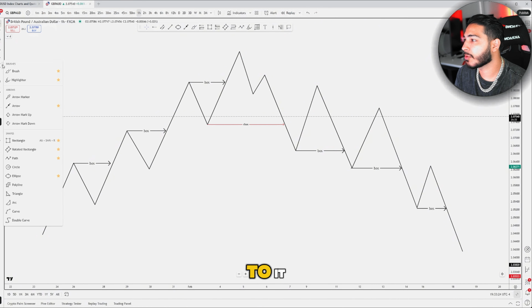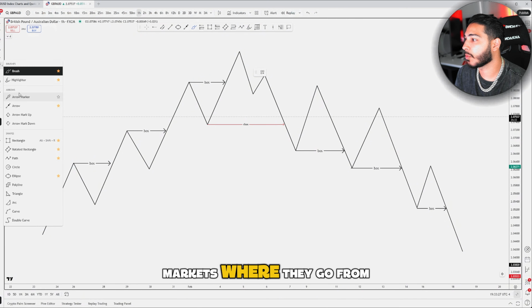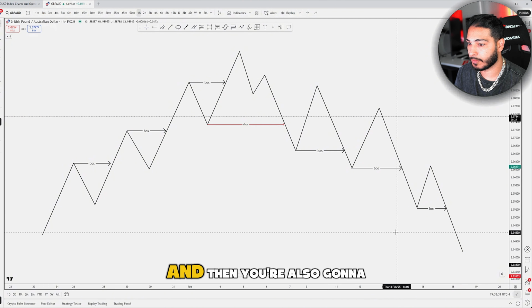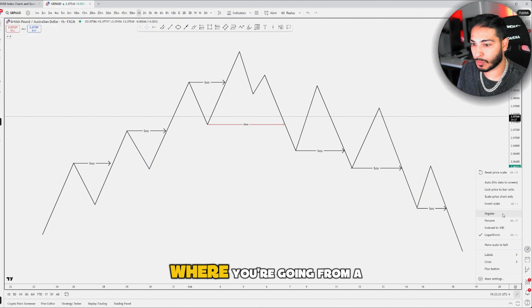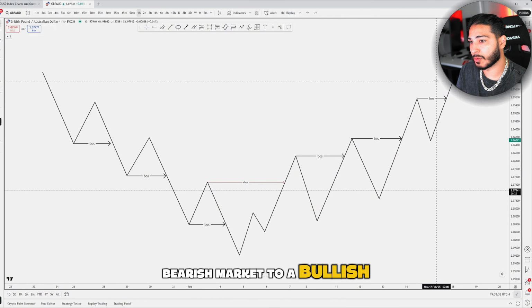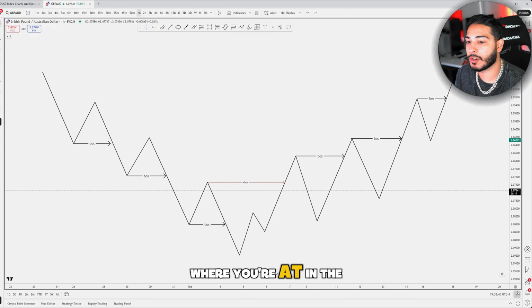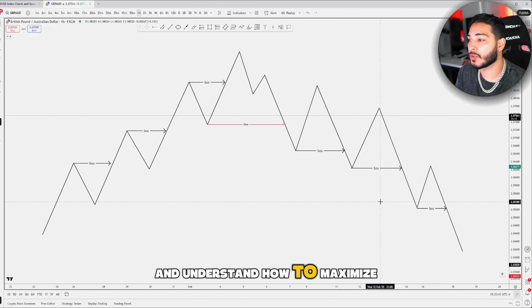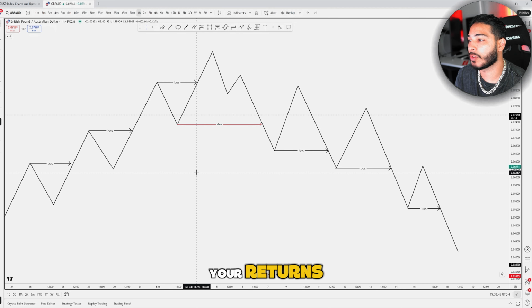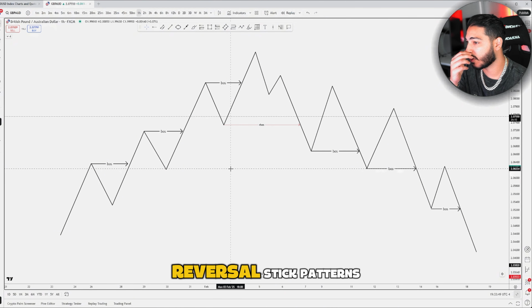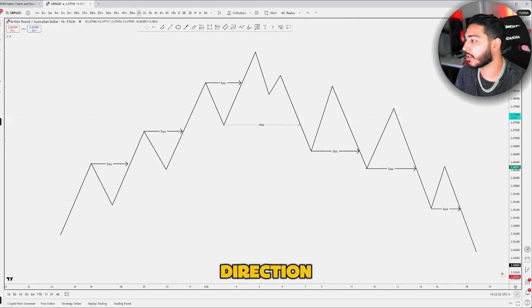Now, you're going to be trading in markets where they go from bull to bear, right? And then you're also going to be trading in markets where you're going from a bearish market to a bullish market. Your goal and your job is just to understand where you're at in the market and understand how to maximize your returns when it comes to catching these reversal stick patterns. And not just reversal stick patterns, but just shifts of market direction and things of that nature.